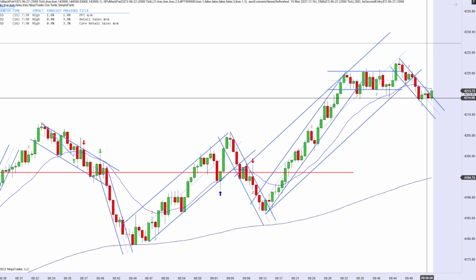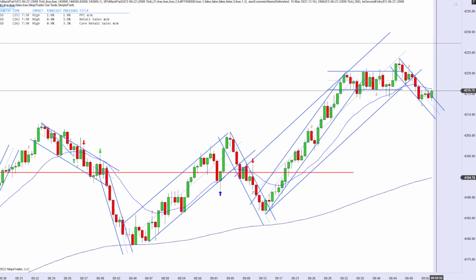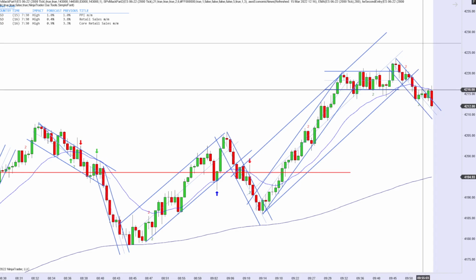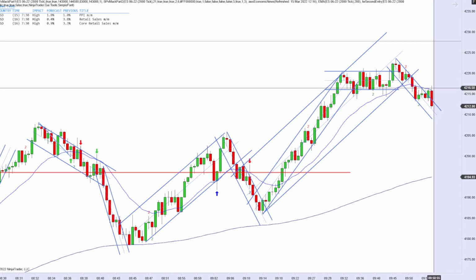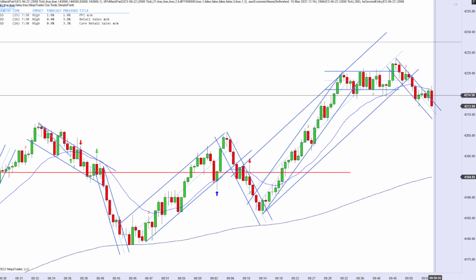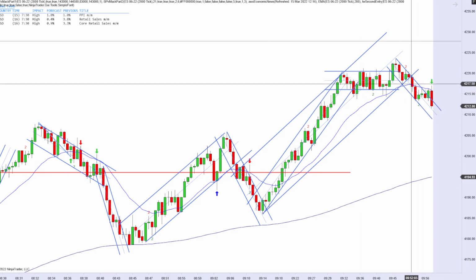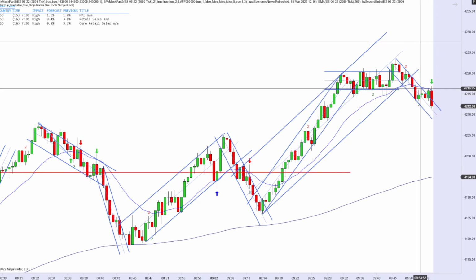Some people that went short would have been in that trade, possibly gotten stopped out on this trade. And there's the trap. People get trapped trying to go short here. They get stopped out, and then immediately prices reverse. Prices holding neatly below EMA.